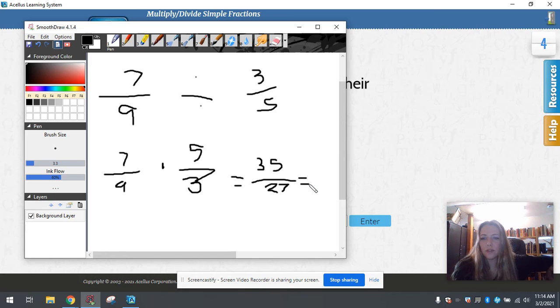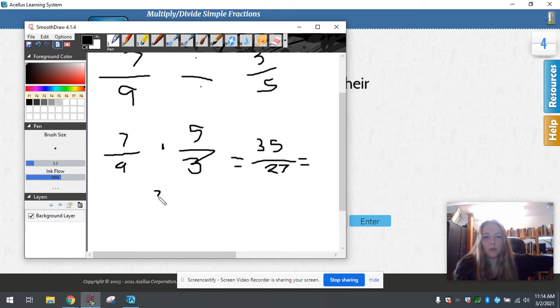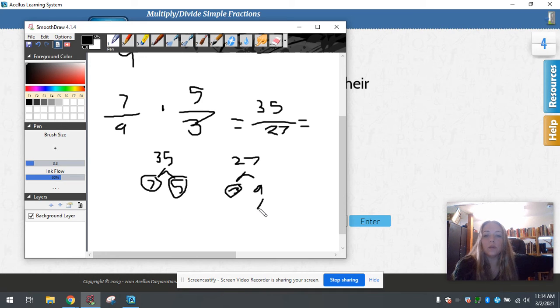They're not both even. They're not both divisible by 5 because they don't both end in 5 or 0. I'm not sure what they might be divisible by. But they aren't prime numbers, so let's factor them. 7 times 5 is 35. 27 is divisible by 3. 3 times 9 is 27, so 27 divided by 3 is 9. 9 is divisible by 3. If you do 9 divided by 3, you get 3.